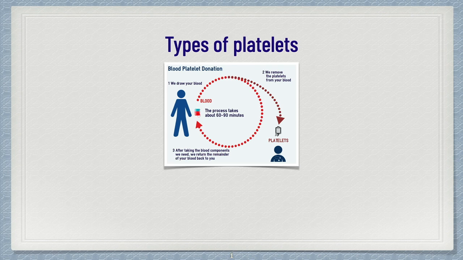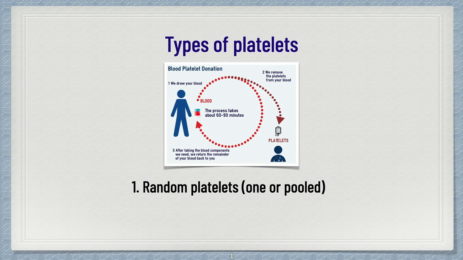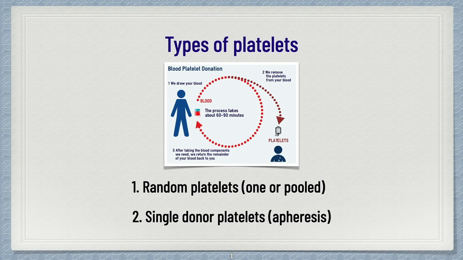There are 2 types of platelets. First, random platelets, which can be prepared from one donor or pooled from more than one donor. Second, single donor platelets, which are from one donor by apheresis.